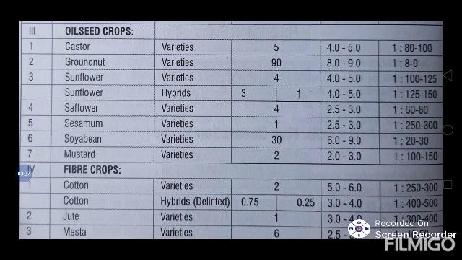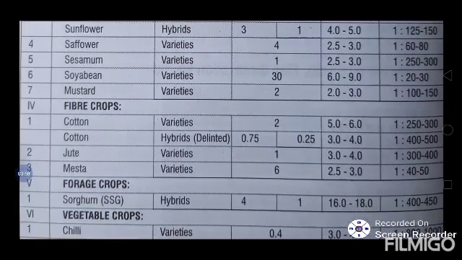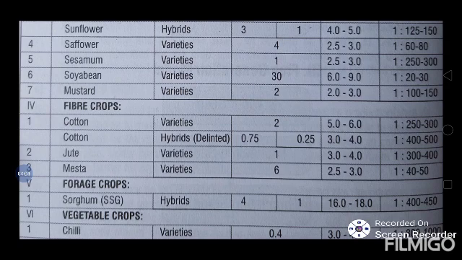In cotton varieties, the seed requirement is 2 kg per acre, then yield is around 5 to 6 quintals per acre and multiplication ratio 1 is to 250 to 300. When we talk about cotton hybrids, that is delinted cotton, the requirement for female seed is 0.75 kg and male is 0.25, means total 1 kg seed is required to sow 1 acre of land and here the yield expected is 3 to 4 quintals per acre and multiplication ratio is 1 is to 400 to 500.